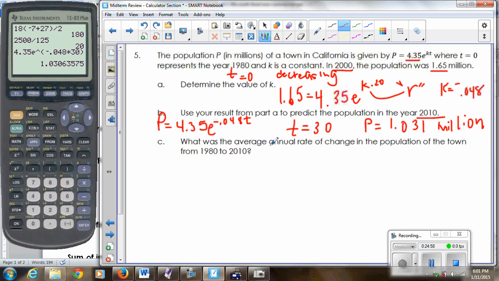And then it asks, what was the average annual rate of change in the population of the town from 1980 to 2010? So in 1980, we knew that the population was 4.35 million.